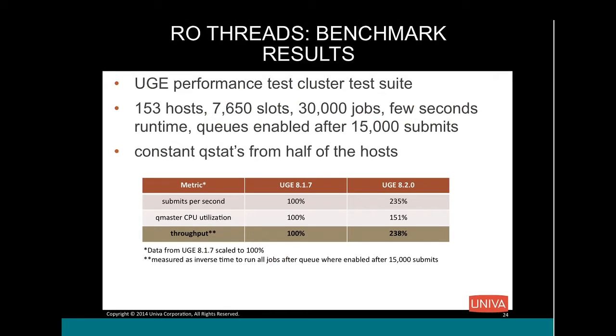So you get about twice the performance. The submits are twice as fast, QMaster CPU utilization is higher, and the throughput of the system is quite a bit higher too, about twice as fast. And so that's where we came up with this number that I think we mentioned in our Univa Grid Engine 8.2 webinar, that you get about 2 times the performance when you turn on read-only QMaster threads, which is quite good.